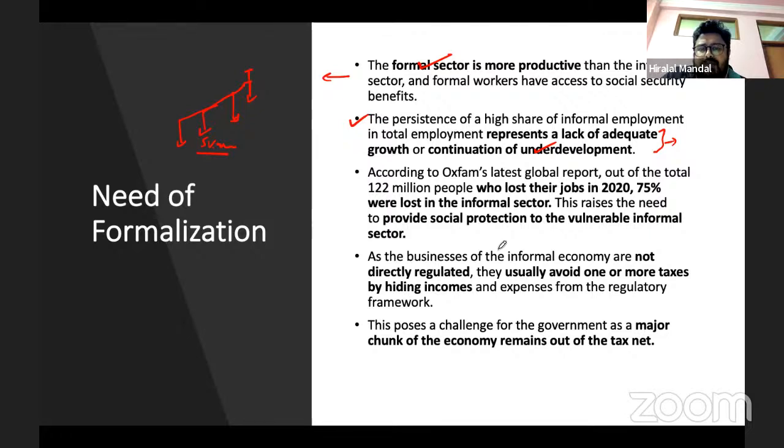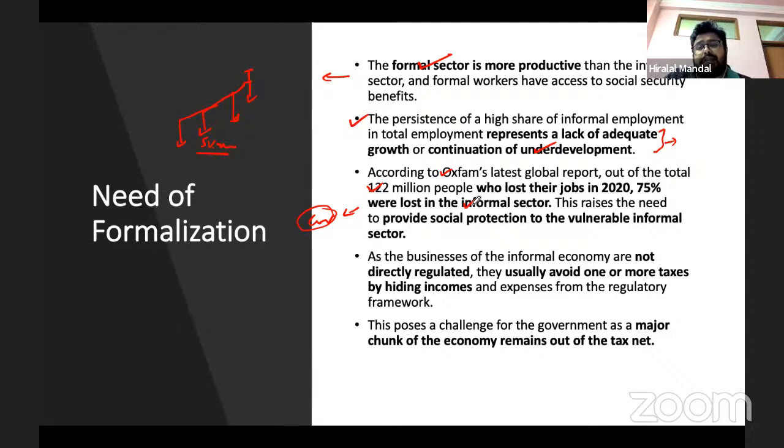But the challenge has also increased largely because of the various kinds of problems that have come, especially the coronavirus. According to a report prepared by Oxfam, in 2020 alone, 122 million people lost their jobs, and 75% of them were in the informal sector. So in fact, the coronavirus affected the poor people more. Why? Because in the informal sector, they lack the skills and have not adopted digitization, and that's why they got affected.